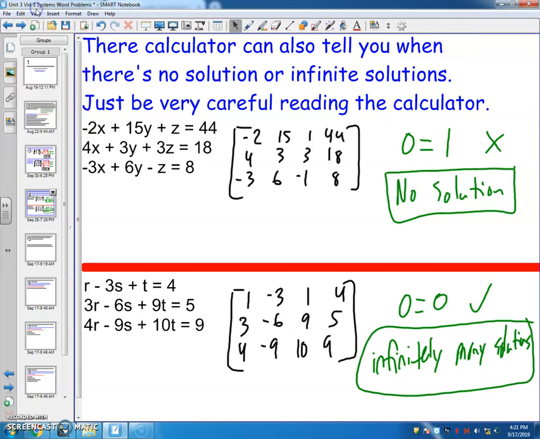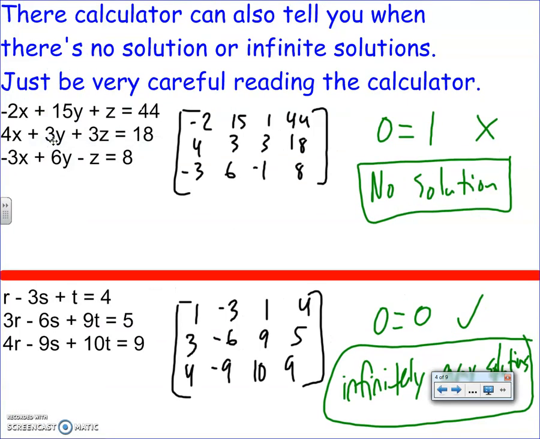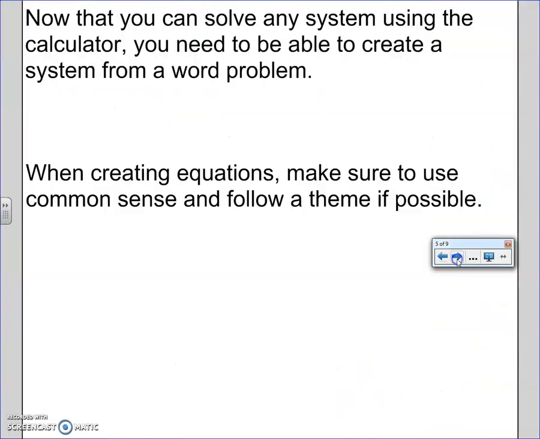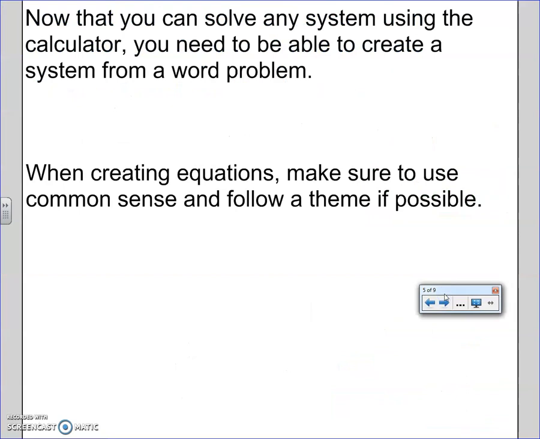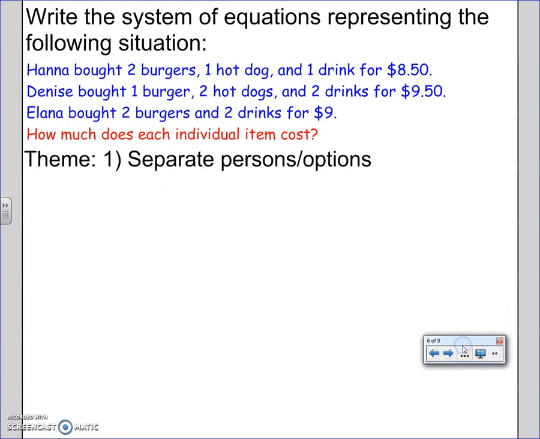All right, now that you know how to solve every system really fast and efficiently with a calculator, REF, you need to be able to create the word problems. When creating a word problem from an equation, make sure you use common sense and follow a theme if possible. So here's a couple. Write the system of equations representing this situation.